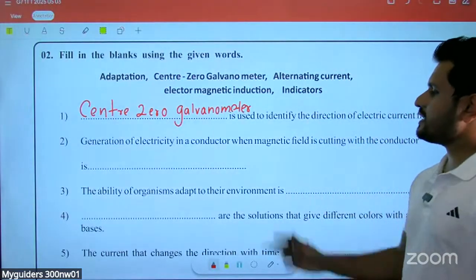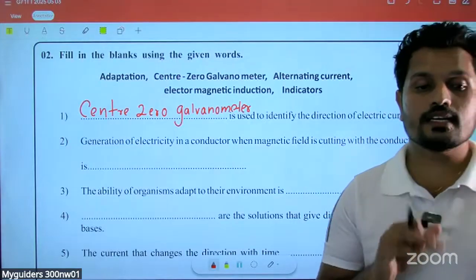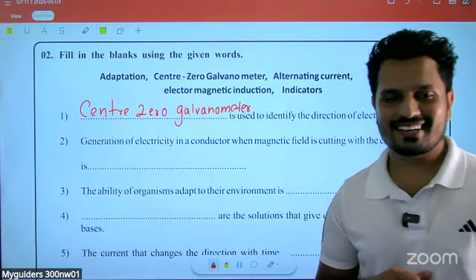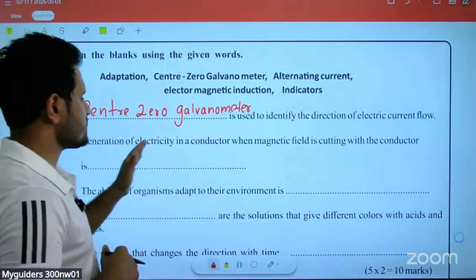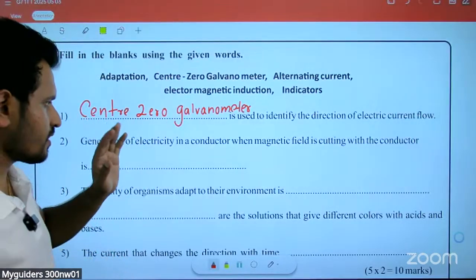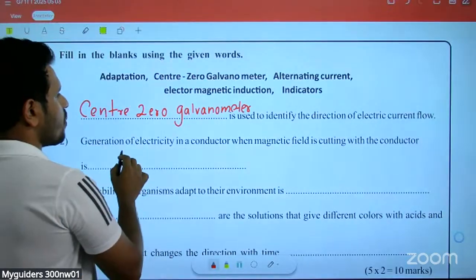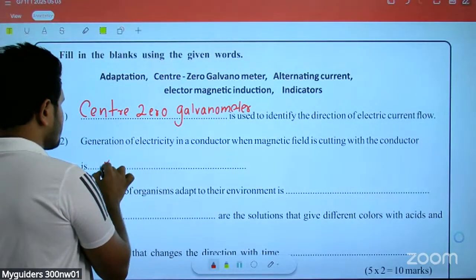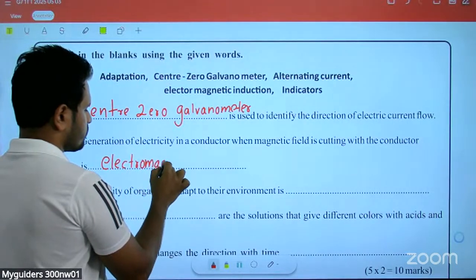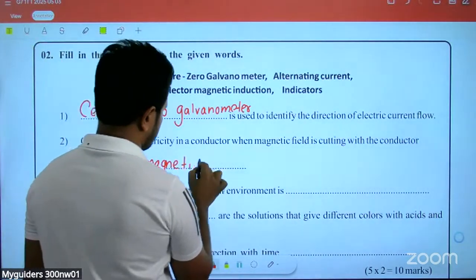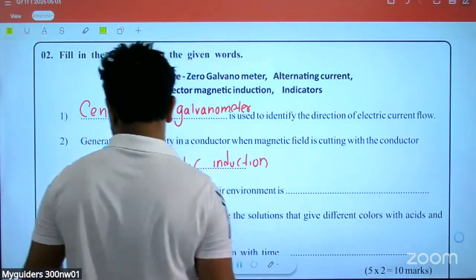Generation of electricity in a conductor when a magnetic field is cutting the conductor, right? What we can observe, generation of electricity in a conductor when a magnetic field is cutting the conductor is electromagnetic induction. We learned about electromagnetic induction too.